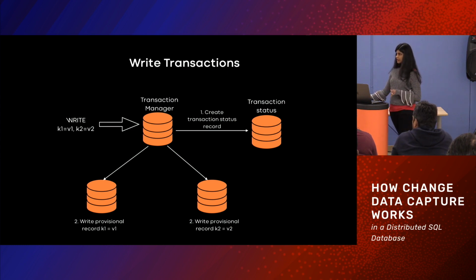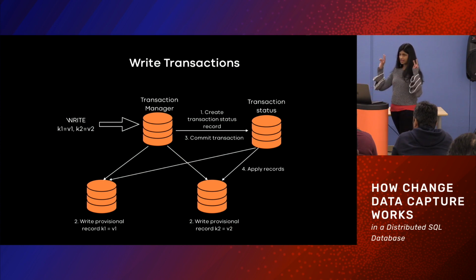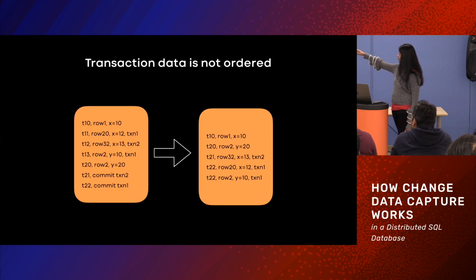Once the provisional record is written, the transaction manager will commit the transaction. And once that's done, we trigger an apply of the records, which means that you make the records visible to any reader. As you see in this diagram, provisional records are being written to the WAL at one point, and then at a later point, you have a commit going in. As a result, your WAL data ends up not being ordered.